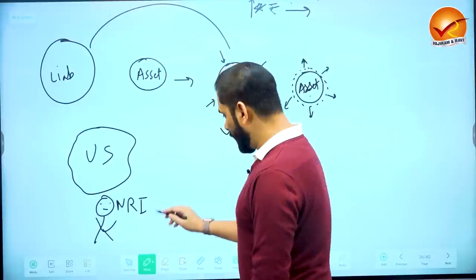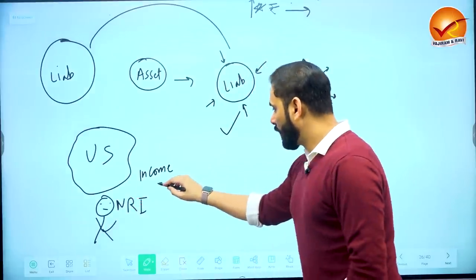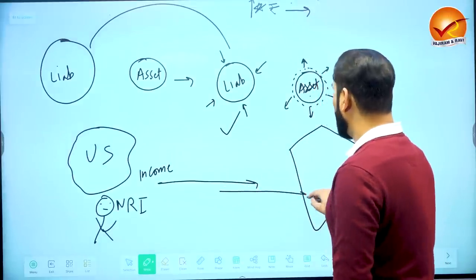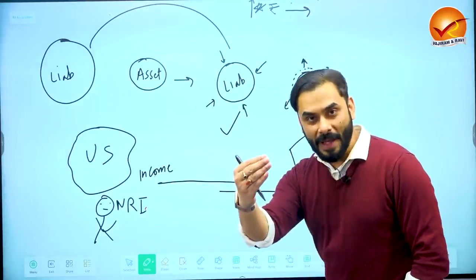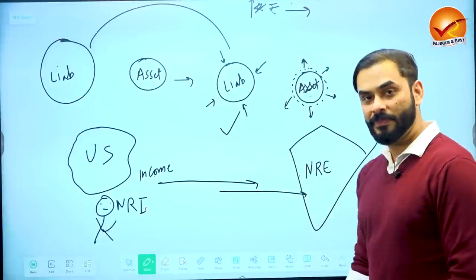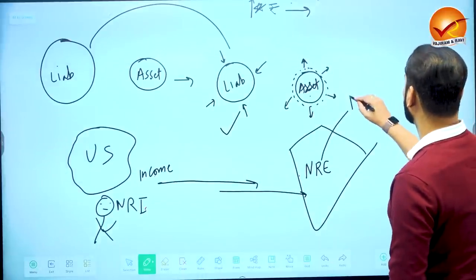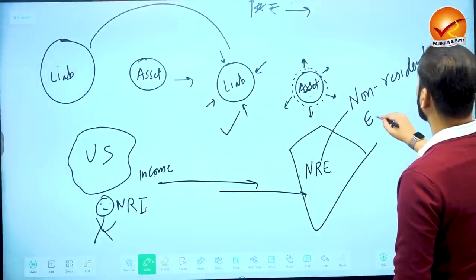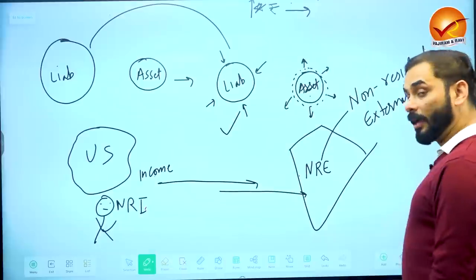So this NRI earns income in USA, isn't it? He earns income in USA. So what does he do? He sends his income to India. Because he is earning the income outside India, if he sends the income to India, he will keep his income in some bank account. So which bank account does he open? That bank account is called NRE. What is NRE? Non-resident external account. It is called NRE.